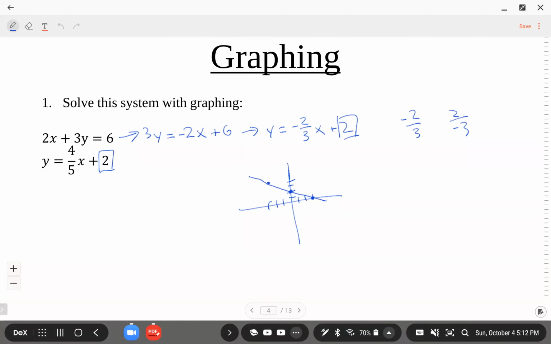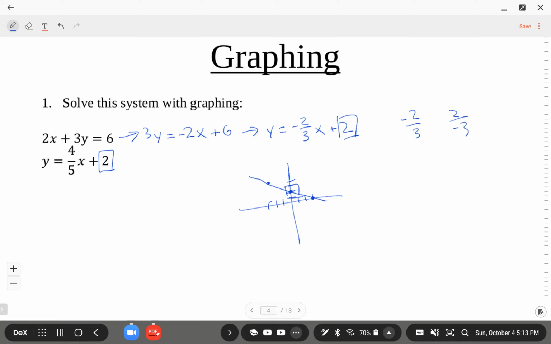So graphing, these two equations form two lines, right? And the intersection of them will be the answer. Okay? And the coordinates of this particular intersection will be the answer.